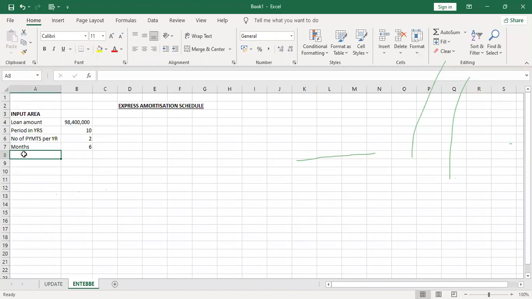Next is annual interest rate. And what is the annual interest rate? It's 5%. And then after that, we have start date.